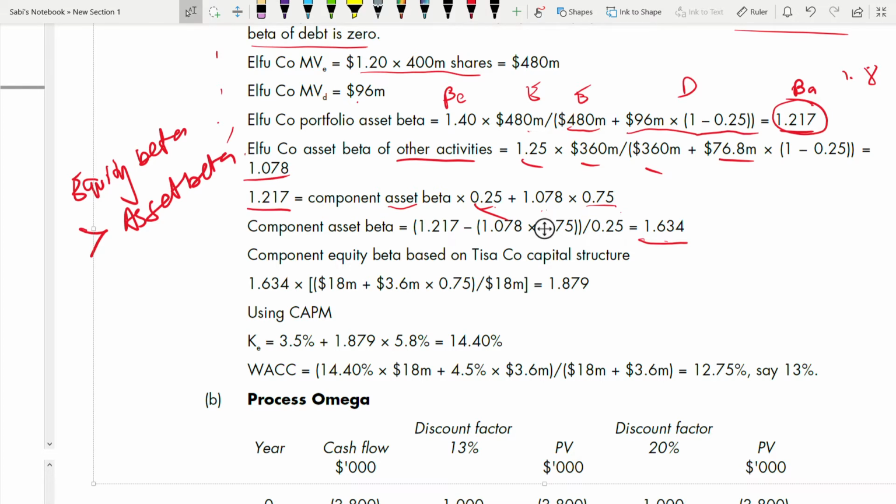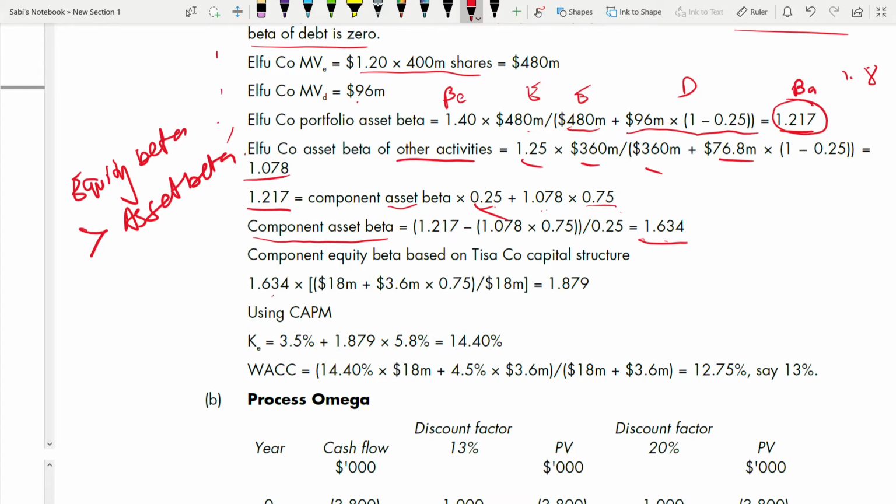And now what happens? Component equity beta based on Tisco company's capital structure. What was your first thing? You have to get the asset beta, component asset beta. This you have to get. Once you get this, next is component equity beta. How can you get the component equity beta? Again, regear. This is known as regearing. Put this in the capital structure of Tisca, right? So you are getting this asset beta. Bring it here.